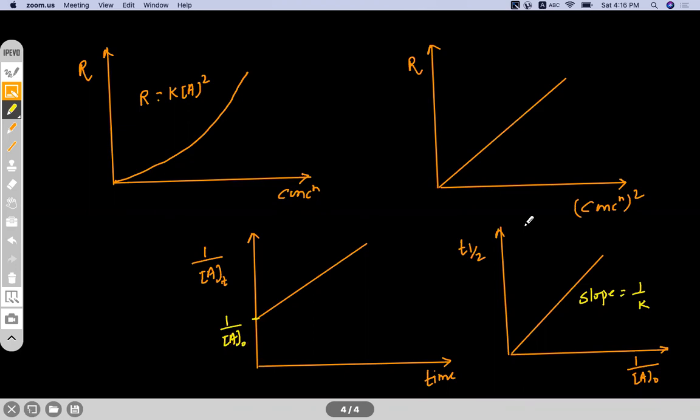So all these three order reactions we have discussed: zero, first and second. Now we'll see the expression for any nth order reaction.